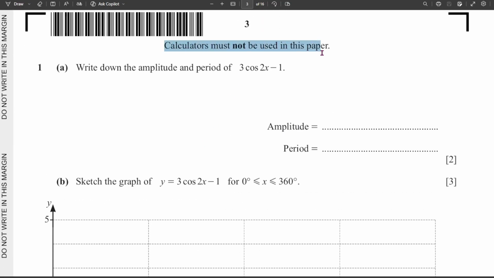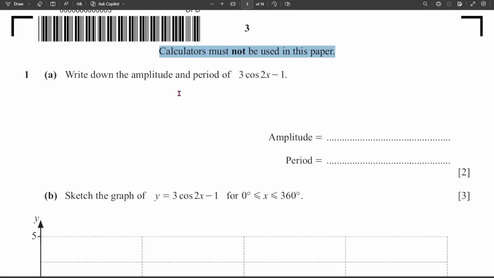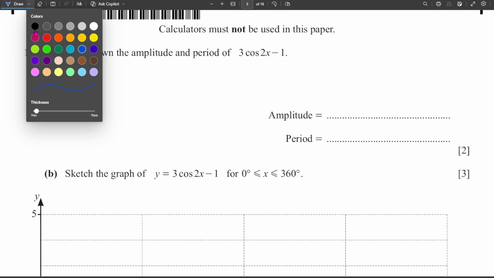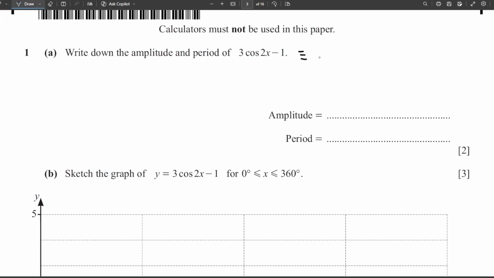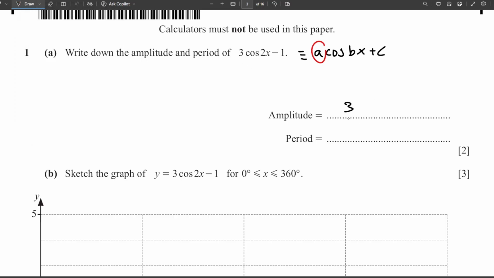So you can see calculator not be used. So first write down the amplitude and period. Okay, amplitude and period, you must remember or you try to recall, is the A cosine bx plus c, right? So for the amplitude is always the A. Okay, that's the amplitude. So in this case, the amplitude you can just write down as 3. Okay, no working to show.